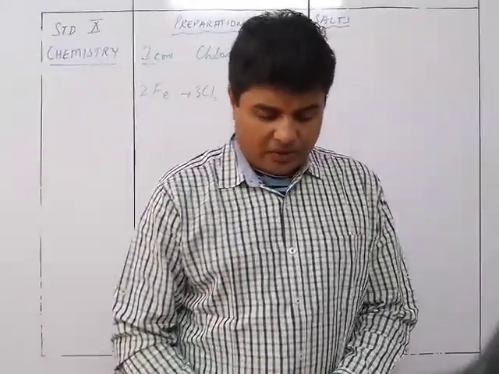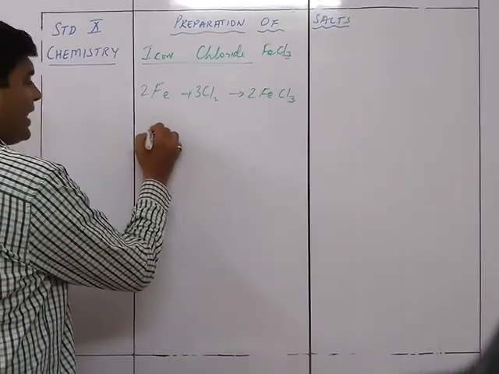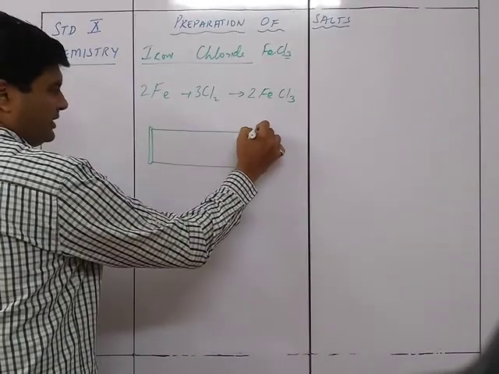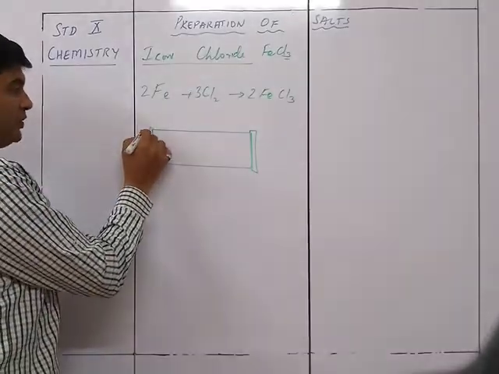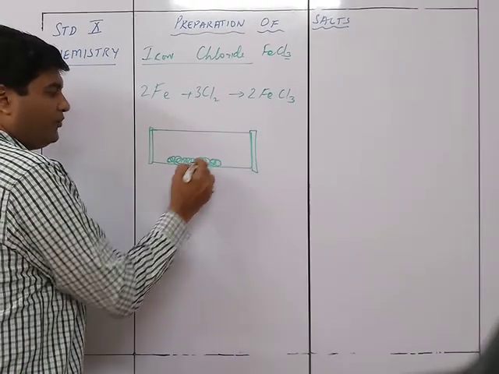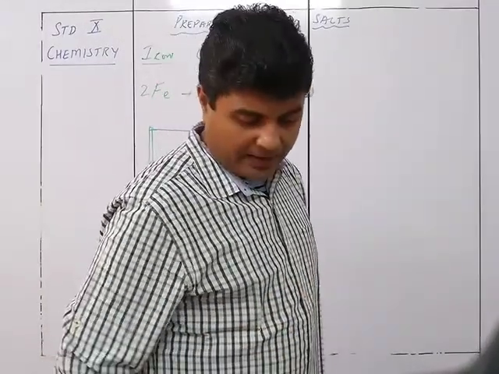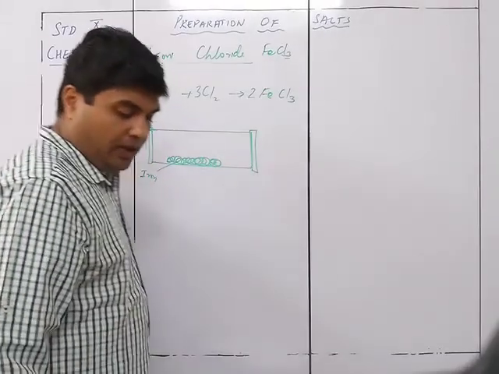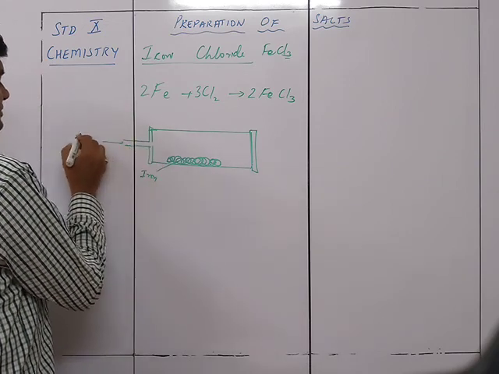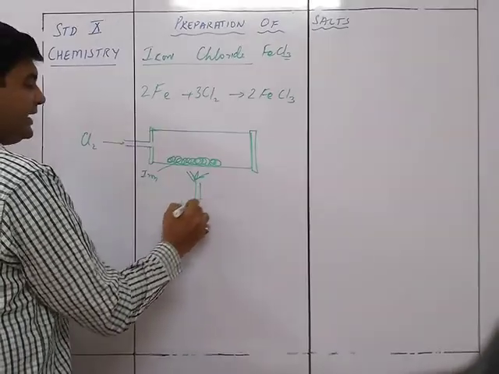Now in the direct combination method, you are going to have a different kind of apparatus. We are going to have a glass flask, or you can say a glass cylinder, and you're going to seal it completely. To this we are going to put a certain quantity of iron, in the form of iron wool or iron coil. Then you are going to pass chlorine gas through this, and you are going to start heating this from below.